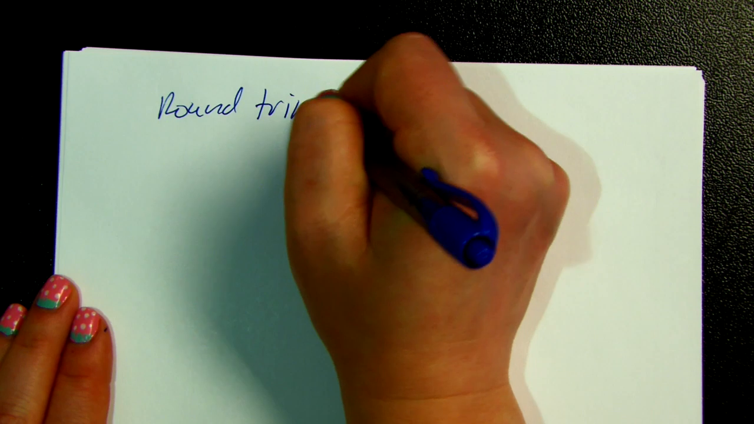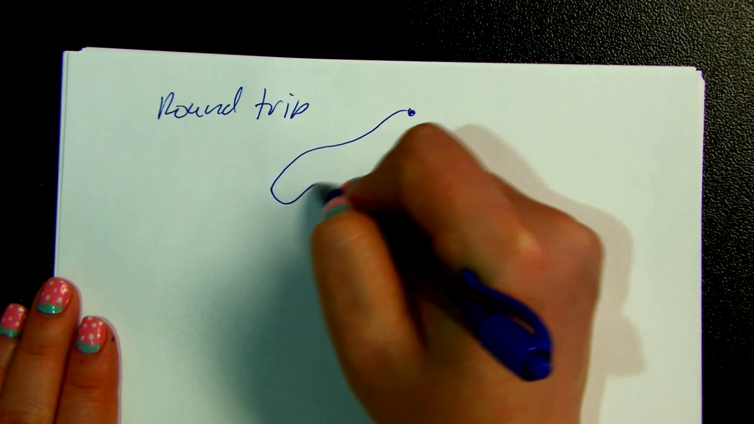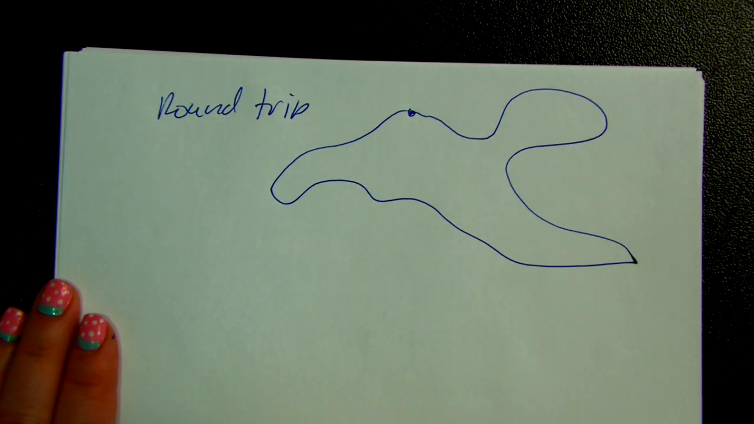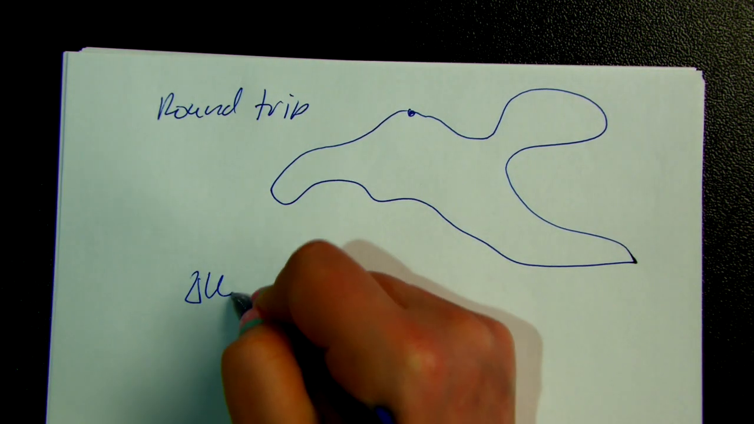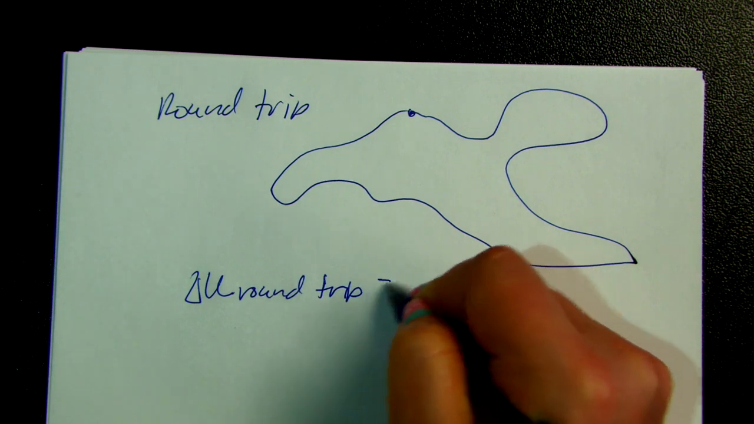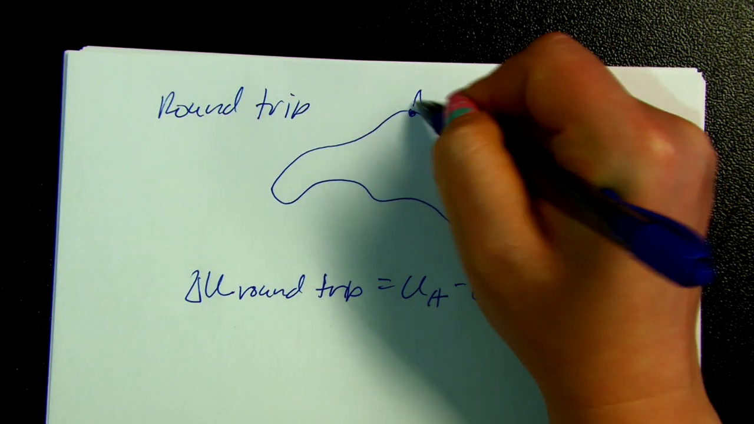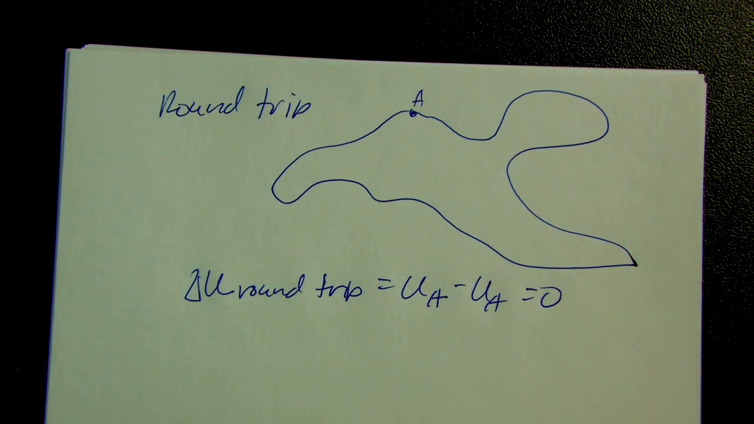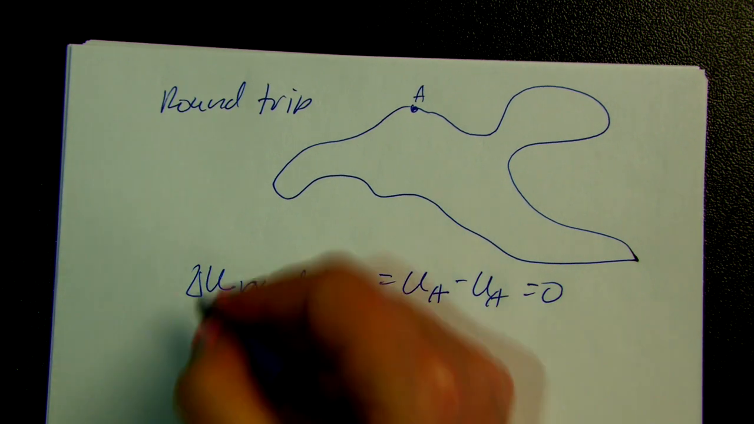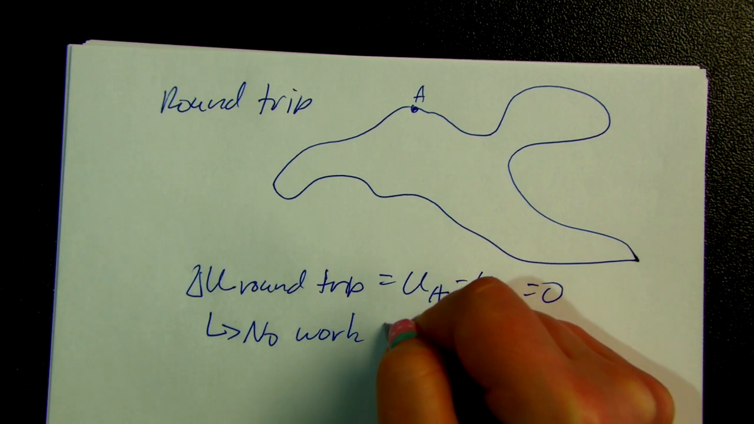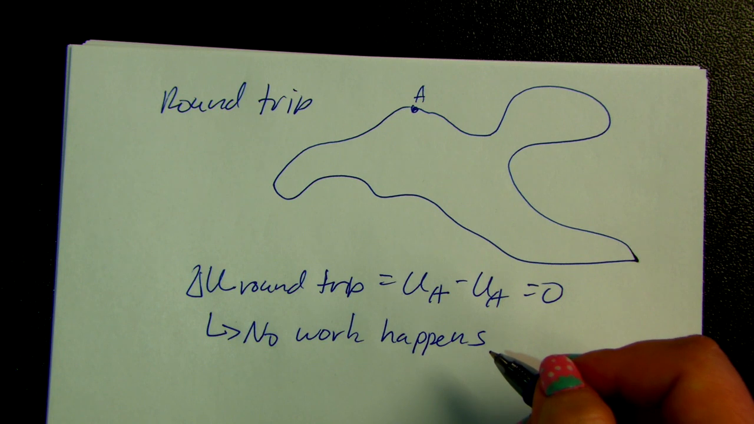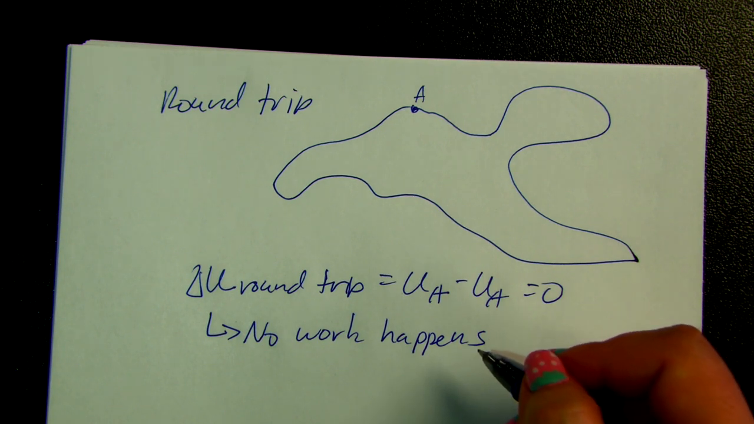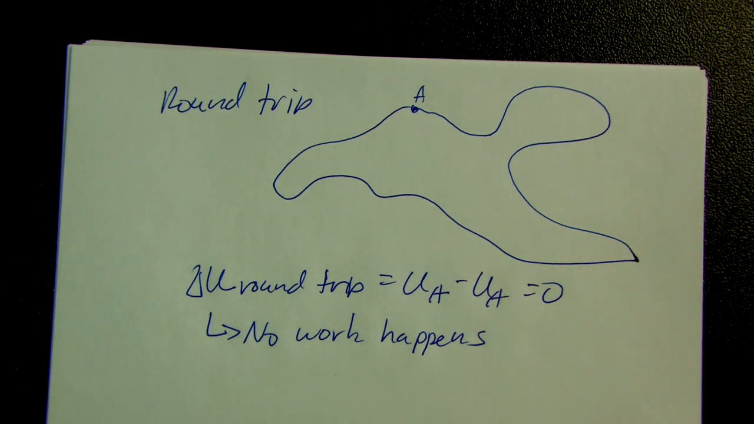All right, so a special case of path independence is a round trip. Let's say I start here, and I go over here, and over here, and over here, and I come back to where I started. What's my change in potential? In that case, delta U for the round trip is equal to U_A minus U_A, which is equal to 0. If all you do is end up where you started, your change in potential is 0. And that means no work happened. So these are some key concepts that I want you to understand about potential energy as we move towards more and more complicated systems.